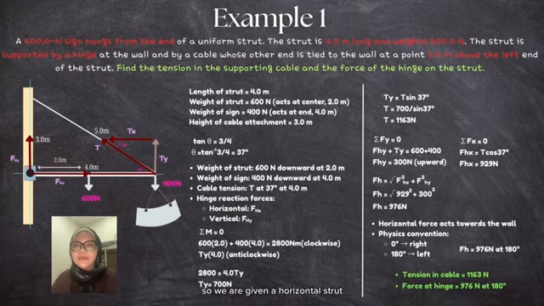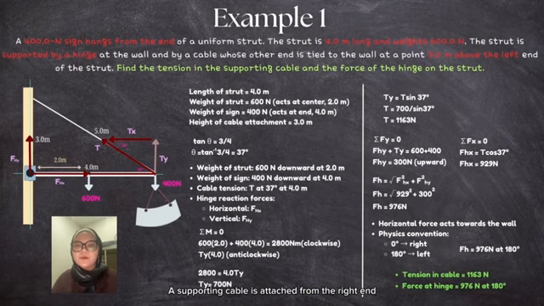So, we are given a horizontal strut that is 4 meters long and it is attached to a wall by a hinge on the left. A 400 Newton sign hangs from the right end of the strut. The strut itself has a weight of 600 Newton. Since the strut is uniform, its weight acts at the center of the strut, which is 2 meters from the hinge.